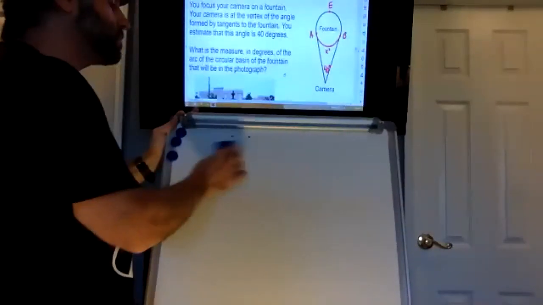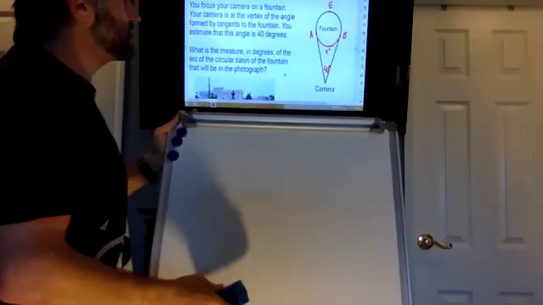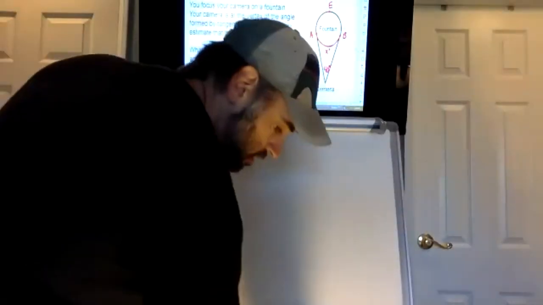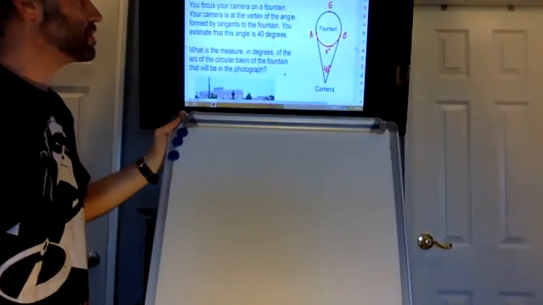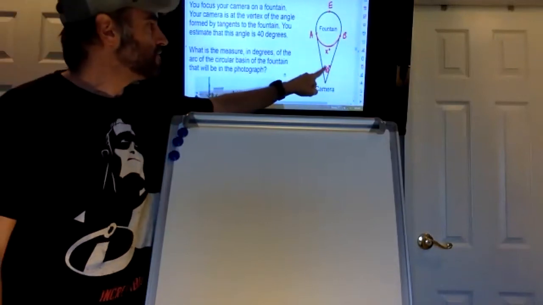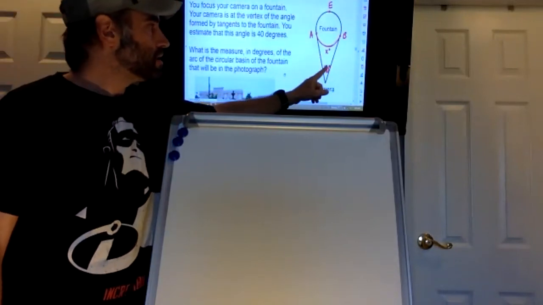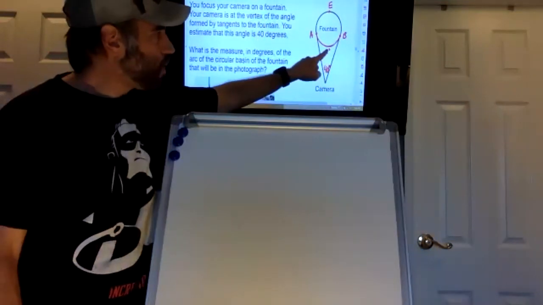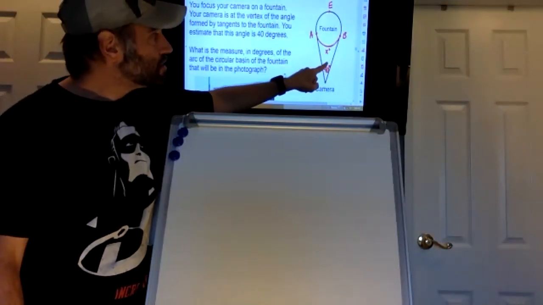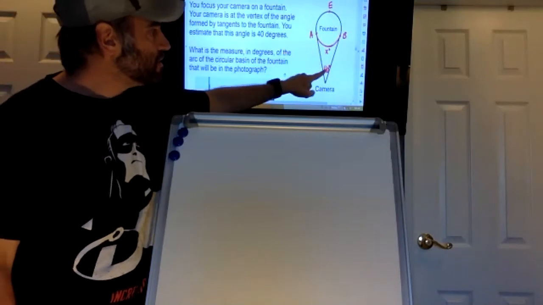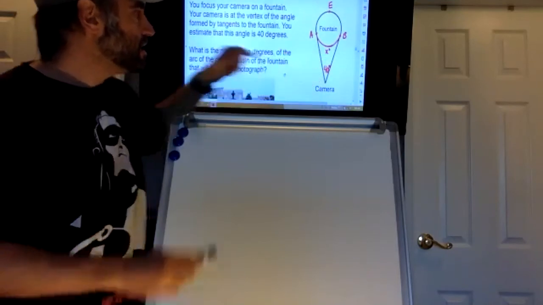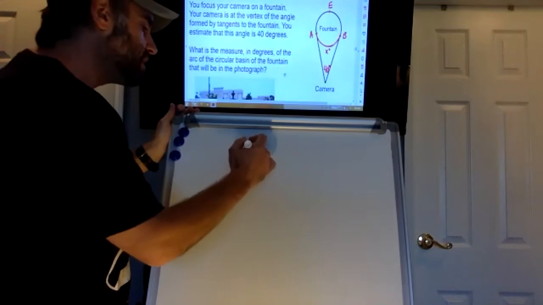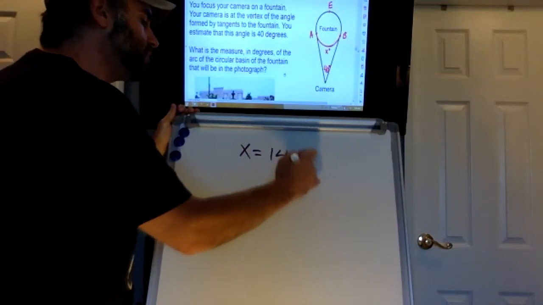In our last case, we said it's half the difference, but that's the long way of doing the problem. We now know the short way is that this angle, formed by two tangents, is what to that arc? Supplementary. These two must be supplementary. So you can quickly gather here that x is 140 degrees.